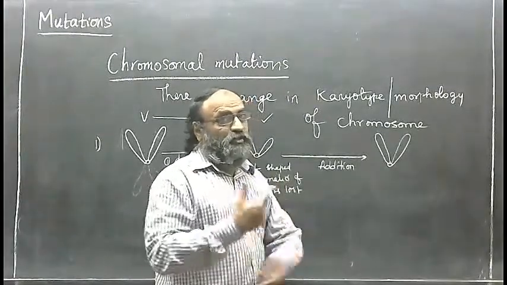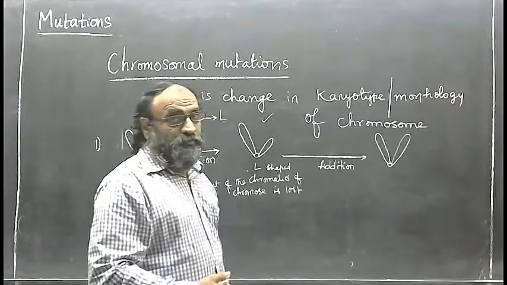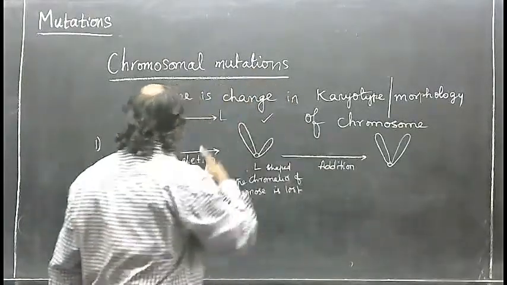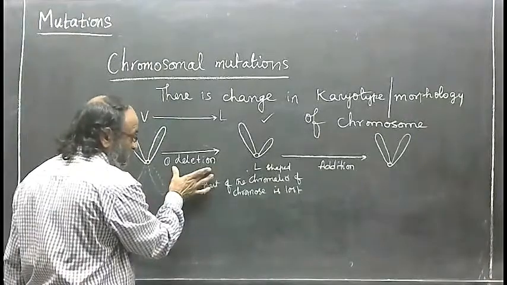Change the morphology of the chromosome. So the chromosomal mutation in the first case is by deletion.